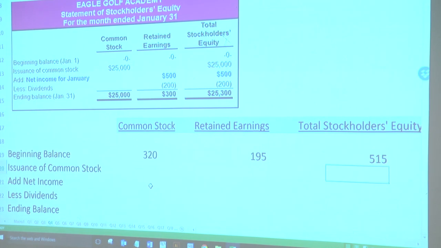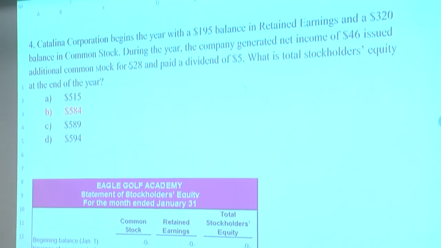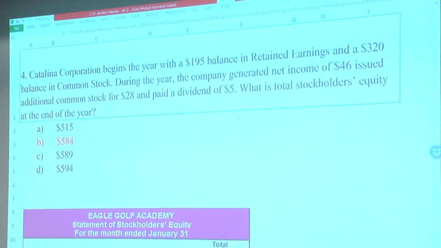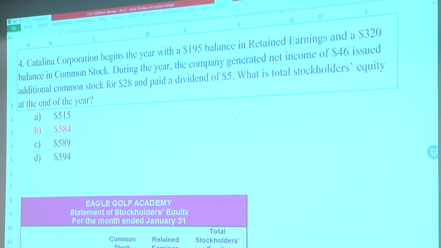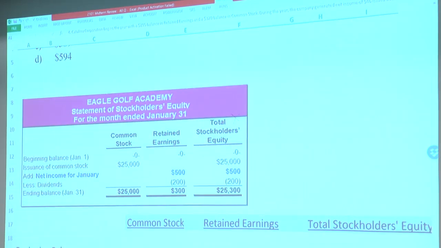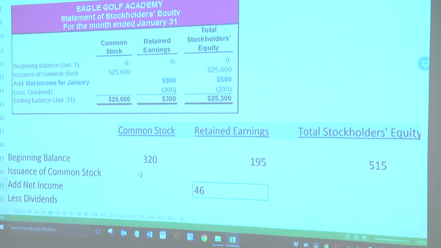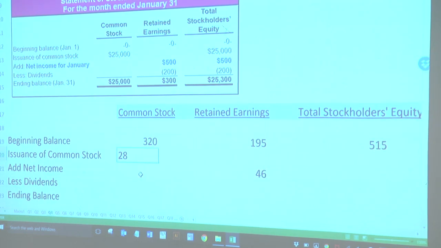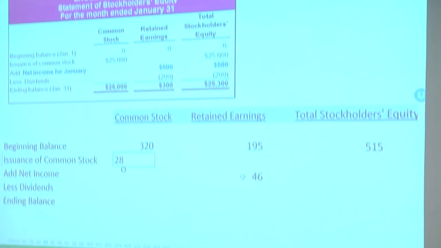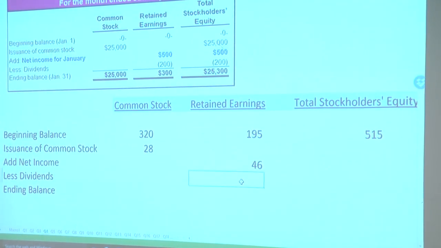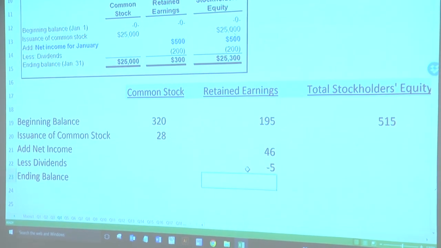And during the year, do we issue common stock? Yes, we issue common stock for $28. And then, wait, net income is 46. So net income here, right? And then 28 for common stock. Dividend is 5. So dividend needs to be subtracted. So I write -5 here, right?